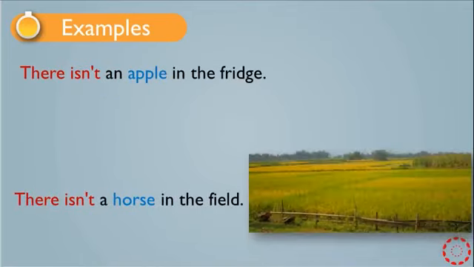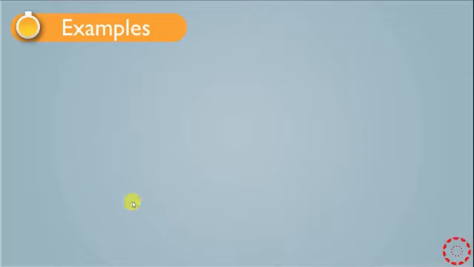There isn't a horse in the field. Again, here we have there isn't, which indicates a negative sentence, and the word that comes after there isn't is a singular noun. A horse. It is a singular noun.